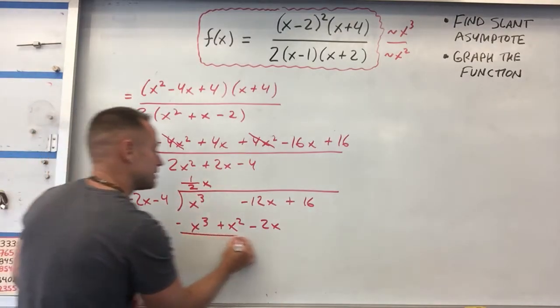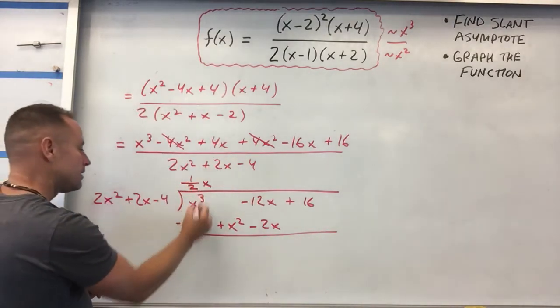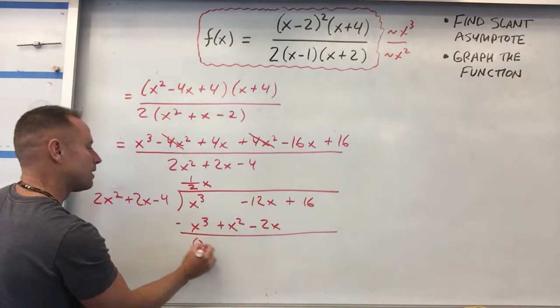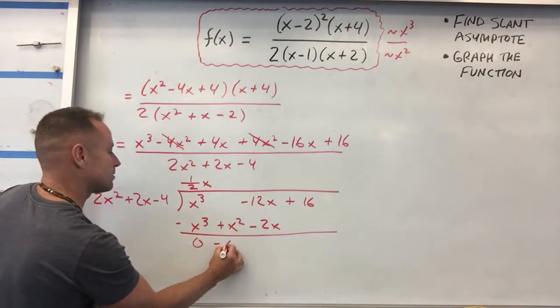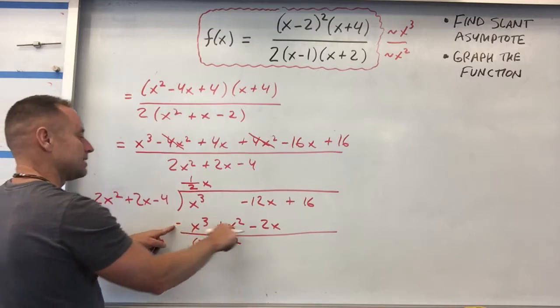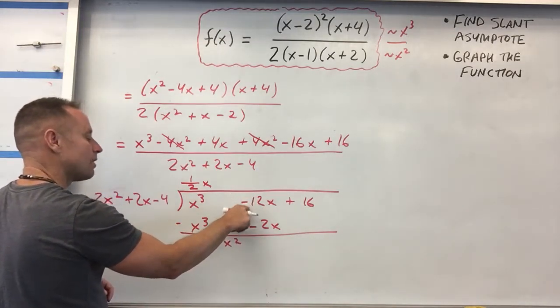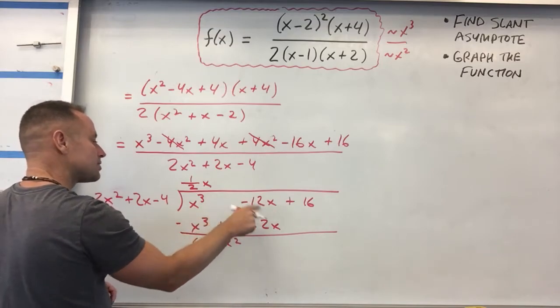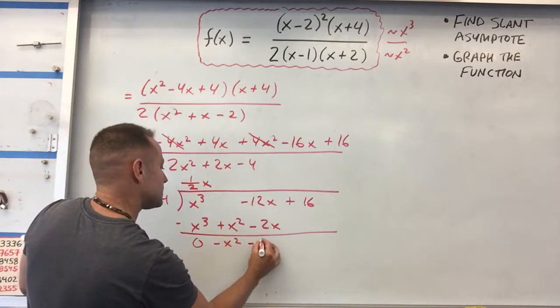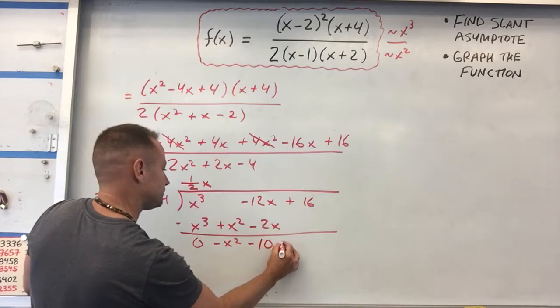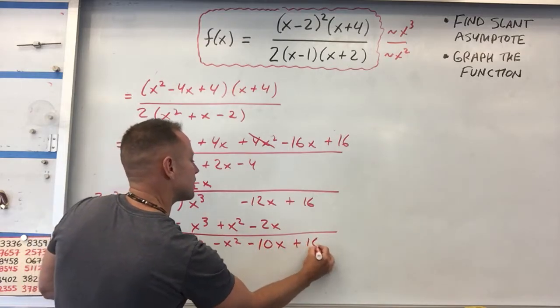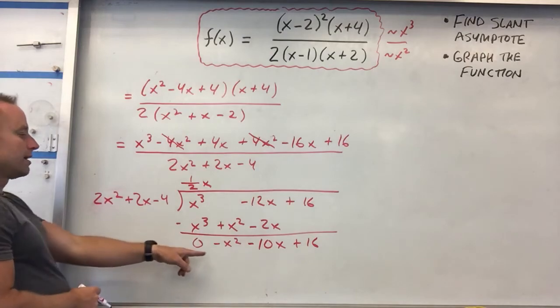Now we've got to subtract this off and get the next part. So this will go to 0. This will go to minus x squared. And then we have minus a minus 2x, so that's plus 2x. So minus 12x plus 2x, that's going to be what, minus 10x? And then plus 16.